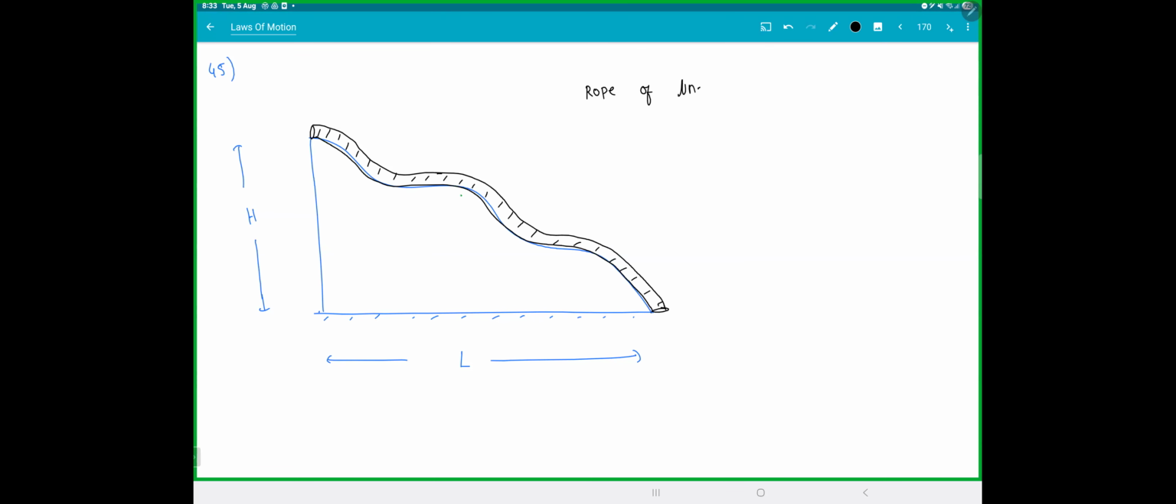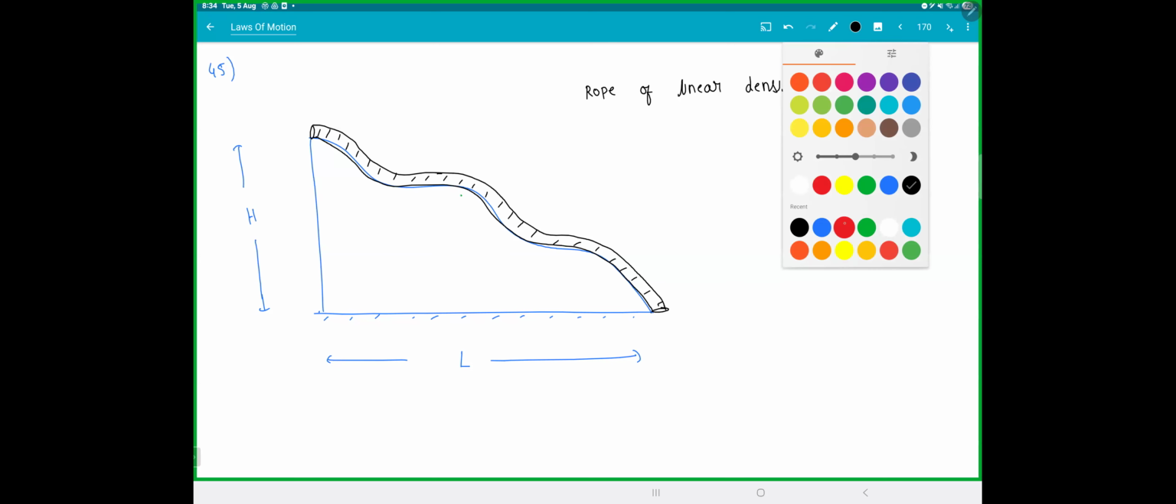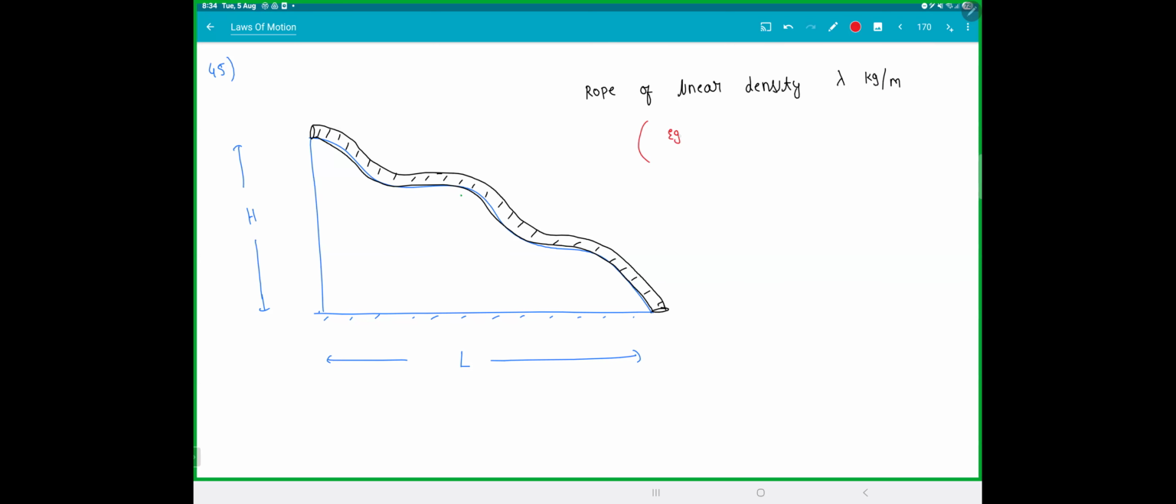In school, you studied about density, which is mass per unit volume. Linear density is mass per unit length, meaning linear density lambda is in kg per meter. Example, if someone tells you lambda is 3 kg per meter, the meaning is that 1 meter of rope has 3 kgs mass. So it's called linear density. The regular density is mass per unit volume.